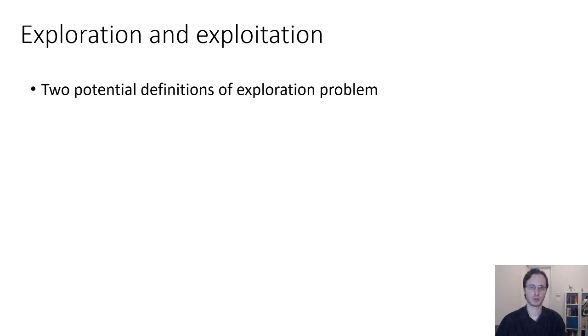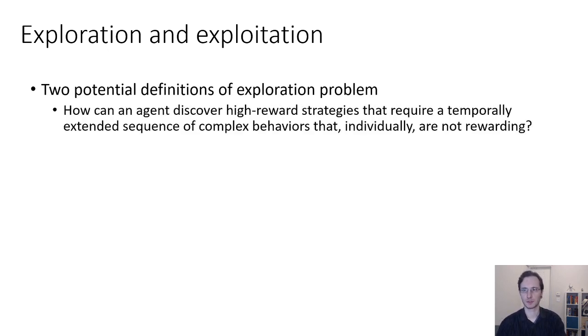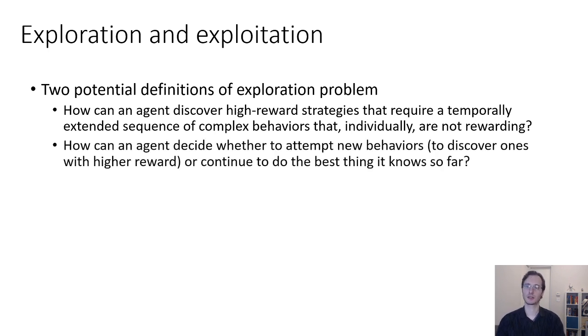So there are two potential definitions of the exploration problem in light of this. The first is, how can an agent discover high reward strategies that require a temporally extended sequence of complex behaviors that individually are not rewarding? And the second is, how can an agent decide whether to attempt new behaviors to discover ones with higher reward, or continue to do the best thing it knows so far?